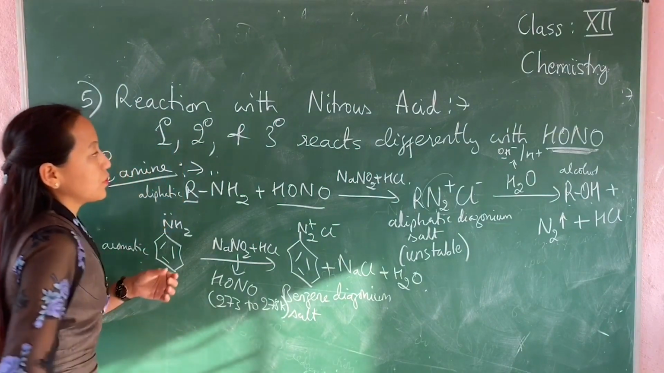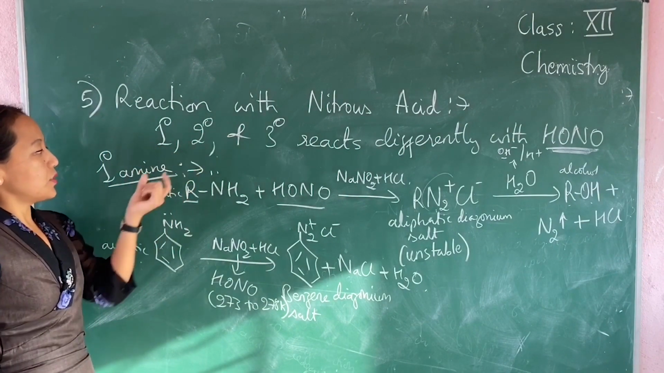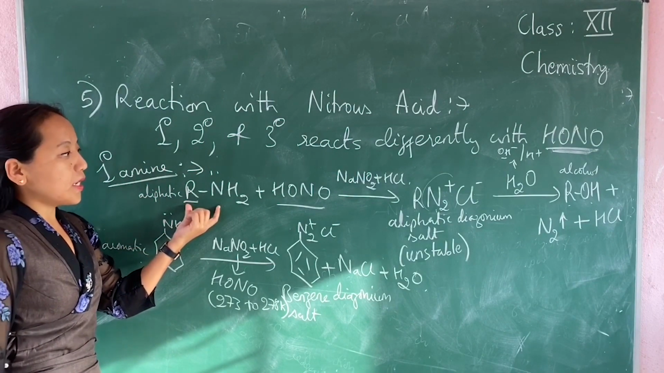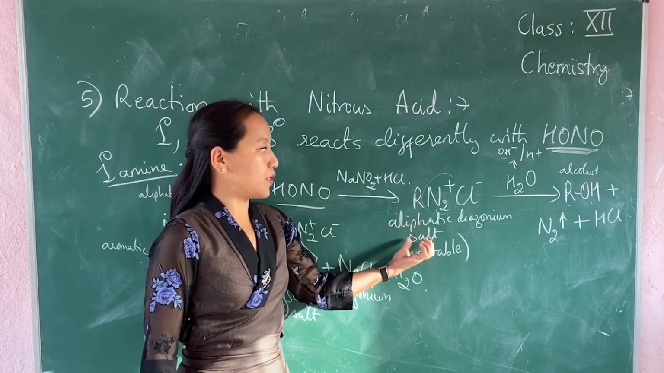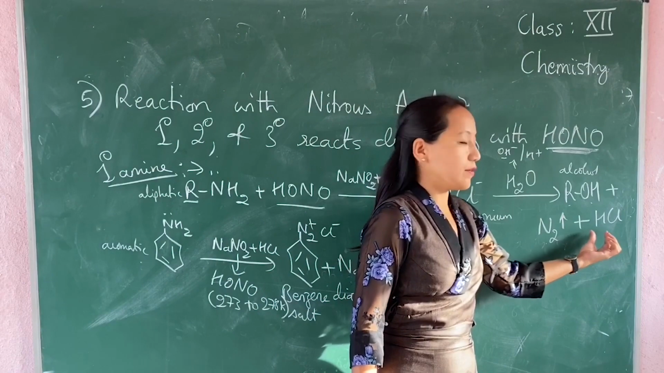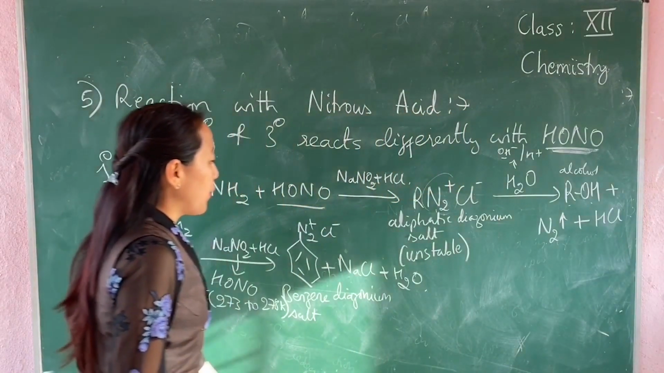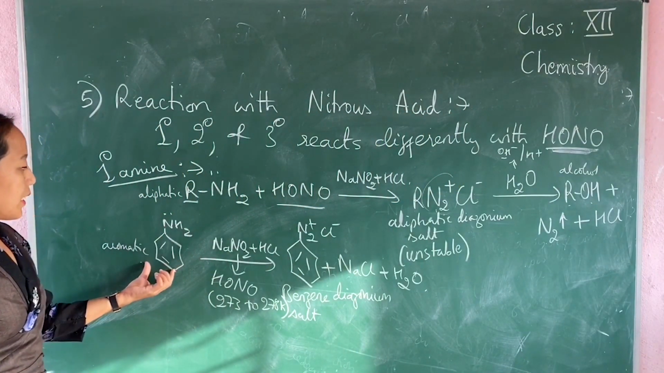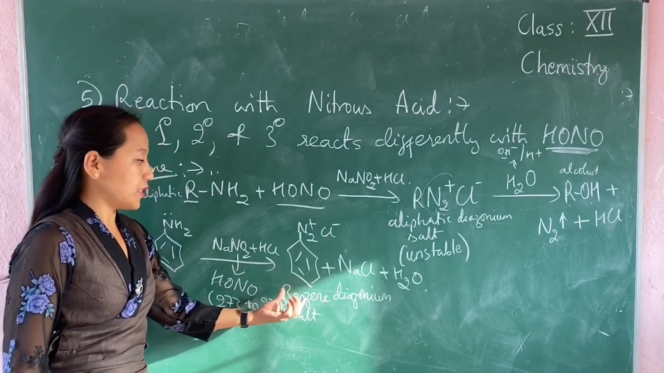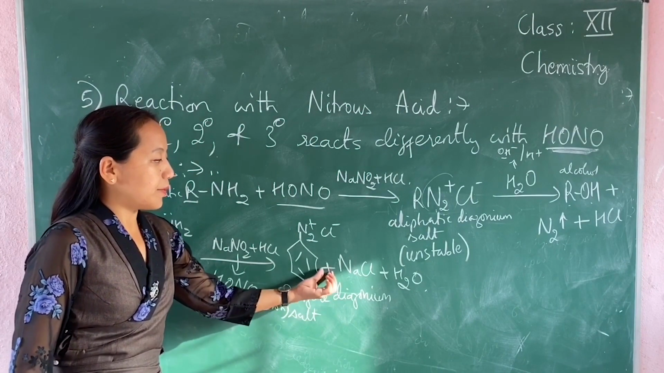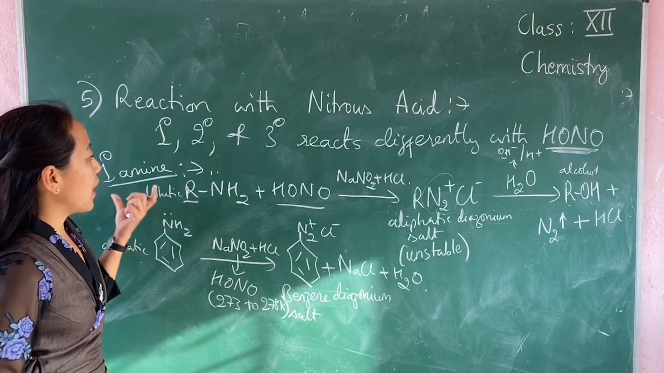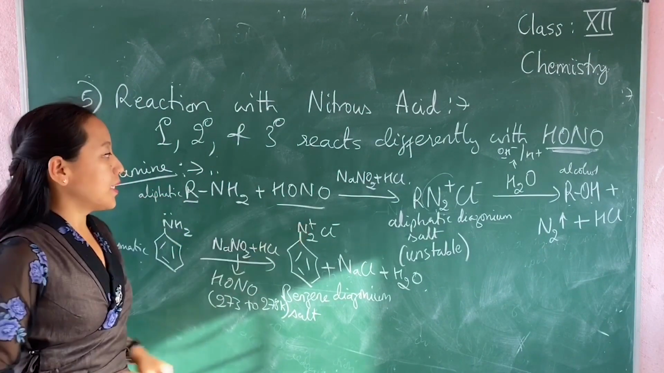So this is about a reaction of nitrous acid with primary amine. The first one is with an aliphatic primary amine, which gives an unstable aliphatic diazonium salt, and on hydrolysis it produces alcohol, nitrogen gas is evolved and HCl is produced. Whereas in the case of primary aromatic amine, it reacts with nitrous acid to produce aromatic diazonium salt, in this case benzene diazonium salt plus NaCl and H2O. So this is about reaction of primary amine with nitrous acid.